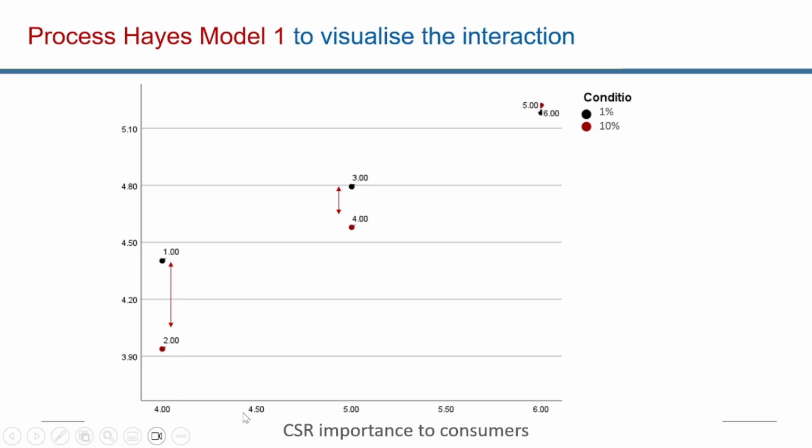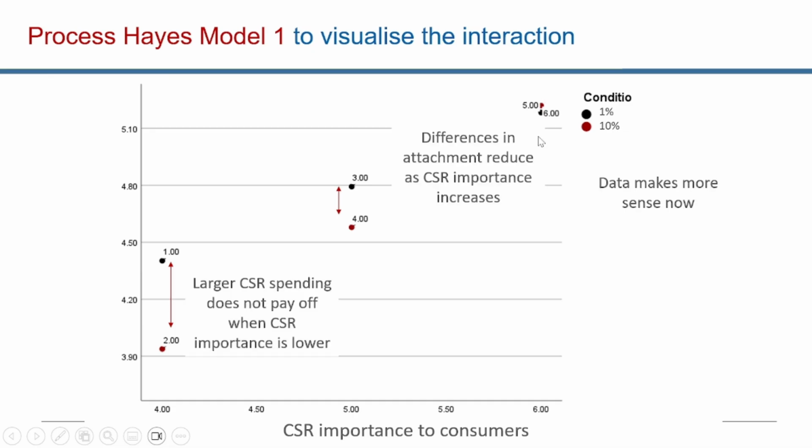But as you move from lower CSI importance to higher CSI importance, you see that those differences become smaller and absolutely negligible when CSR is super important to consumers, and here you can see that brand attachment is very similar for both. So what does it actually tell us if we put this into managerially relevant interpretation? It means that larger CSR spending does not pay off when CSR is less important to consumers. Over here, if it's less important, when you spend more, it doesn't necessarily drive the brand attachment.